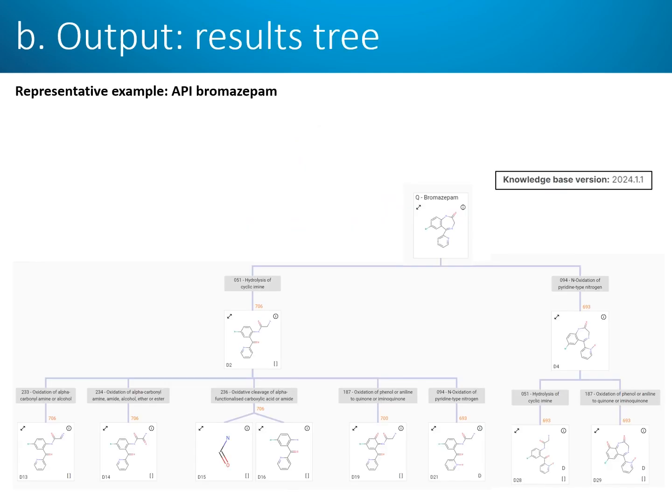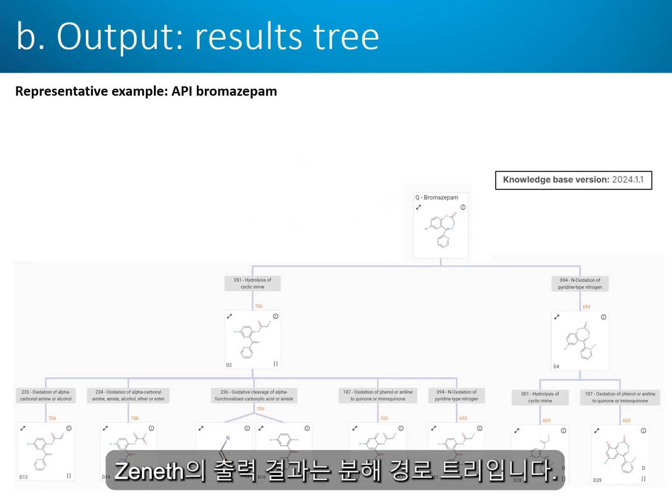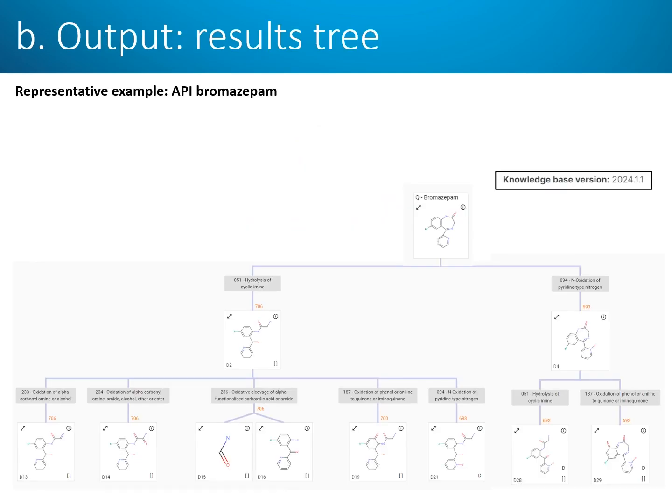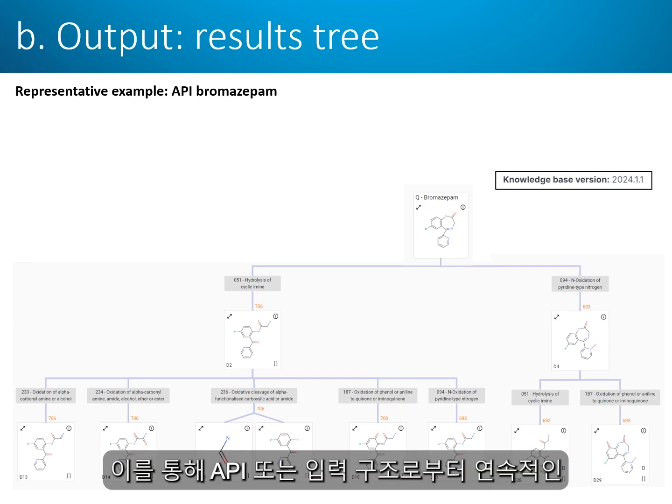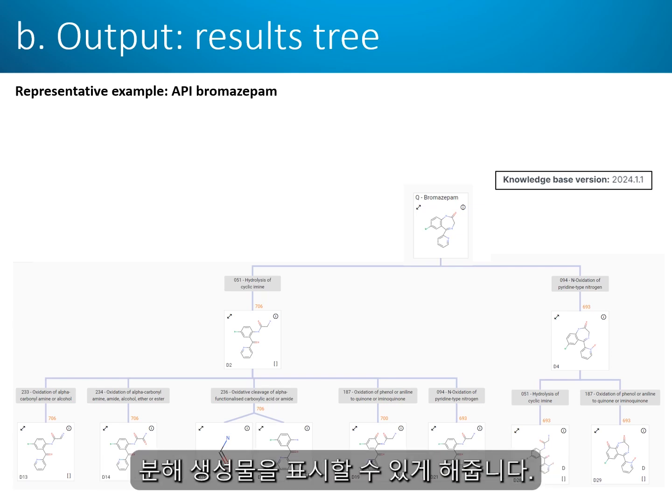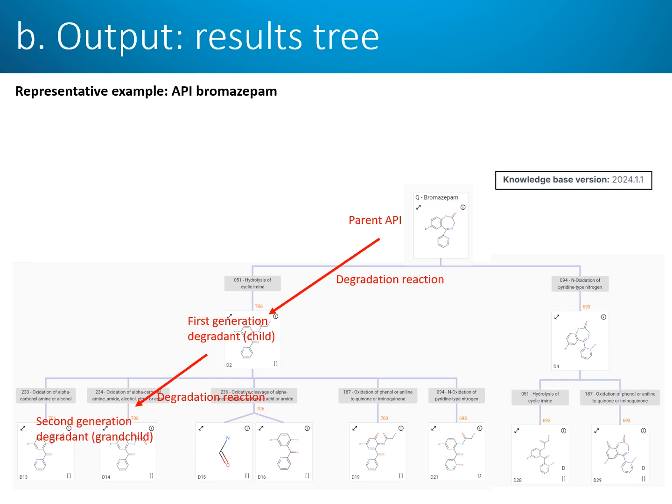The output from Zeneth is a tree of degradation pathways. This allows for the display of successive generations of degradants from the API or input structure. This is just a section of the results tree for the API bromazepam to serve as a representative example.